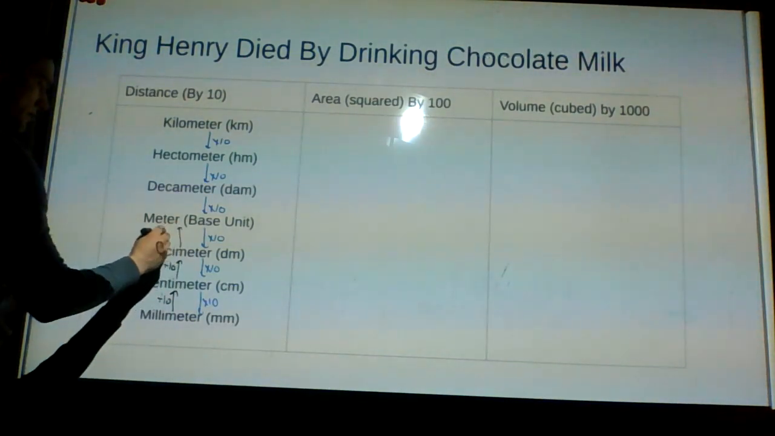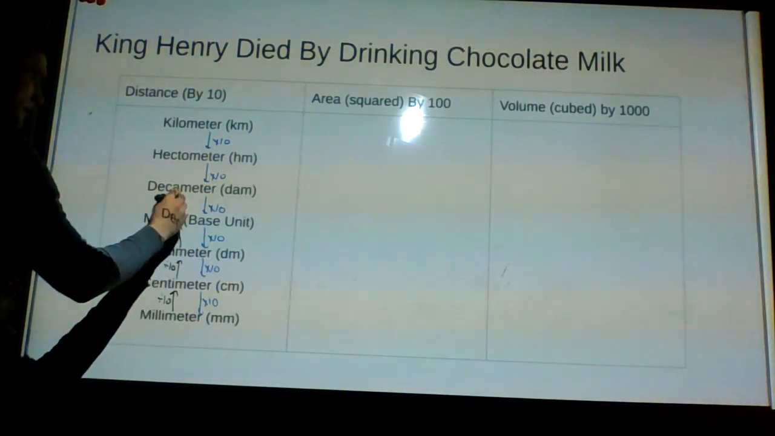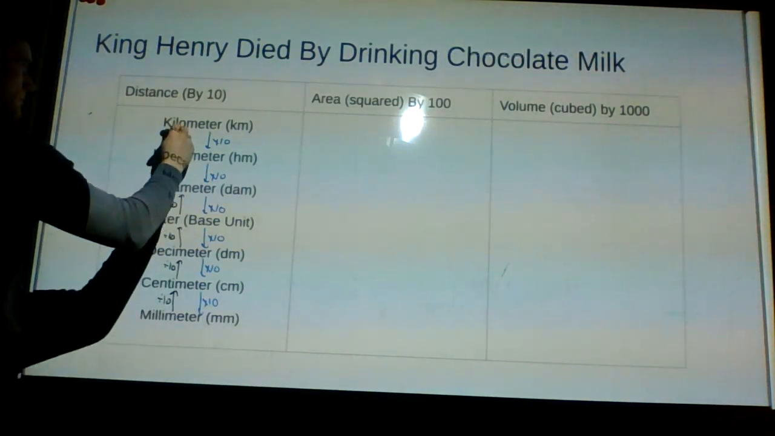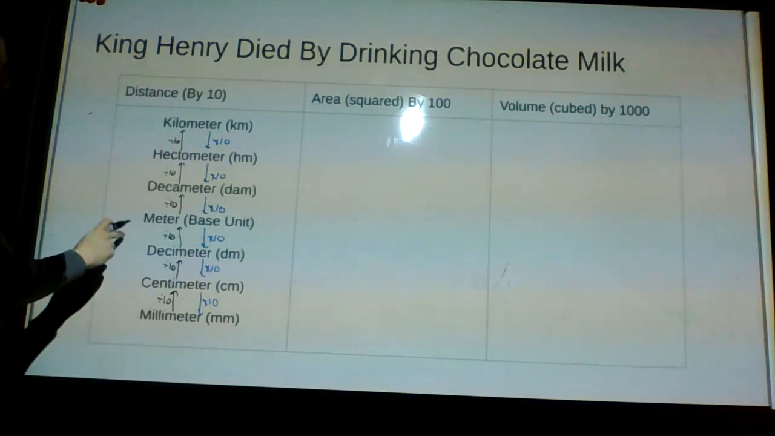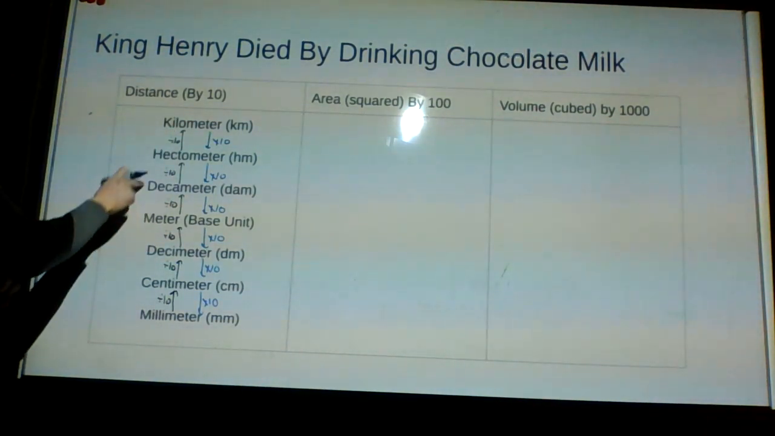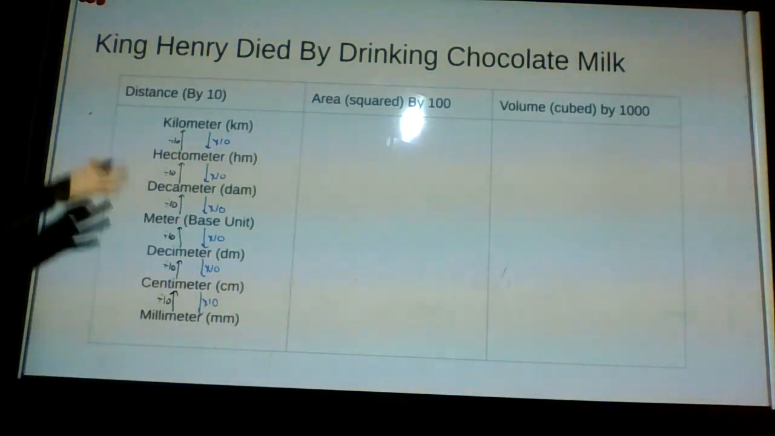And hopefully this is refreshing our memories a bit. So if I have 3,000 meters and I want to know what that is in kilometers, we can divide by 10 once, twice, and three times. This is a nice little cheat sheet for converting distances.